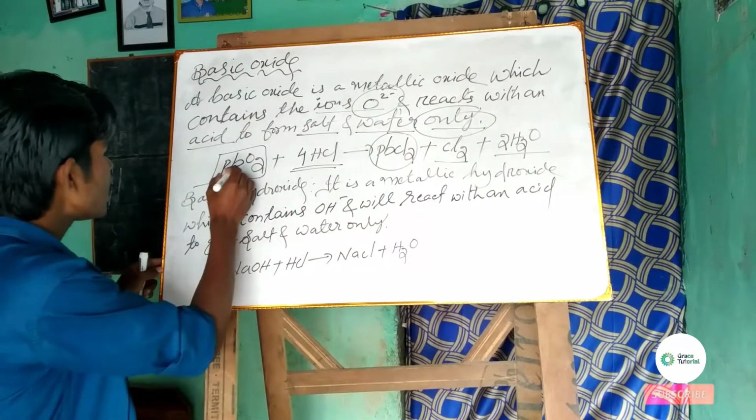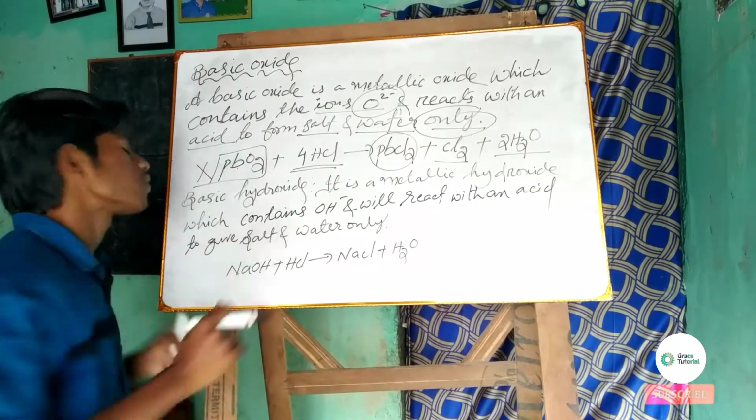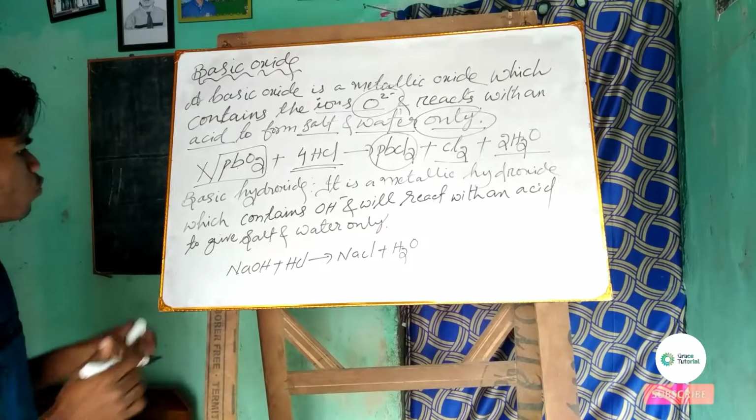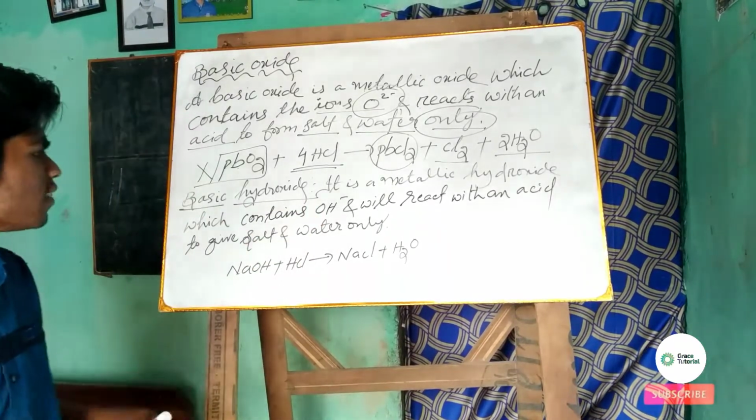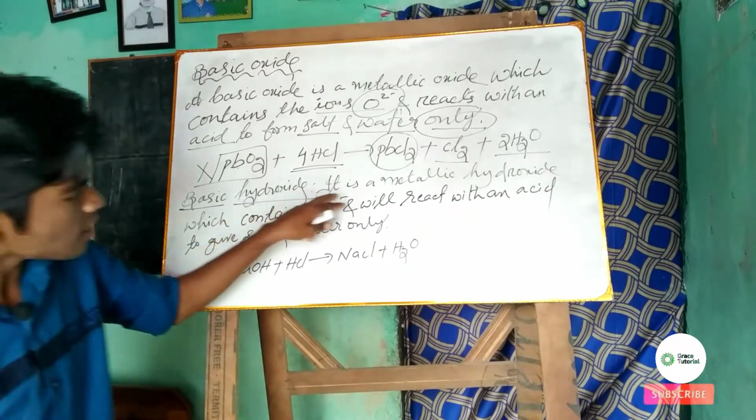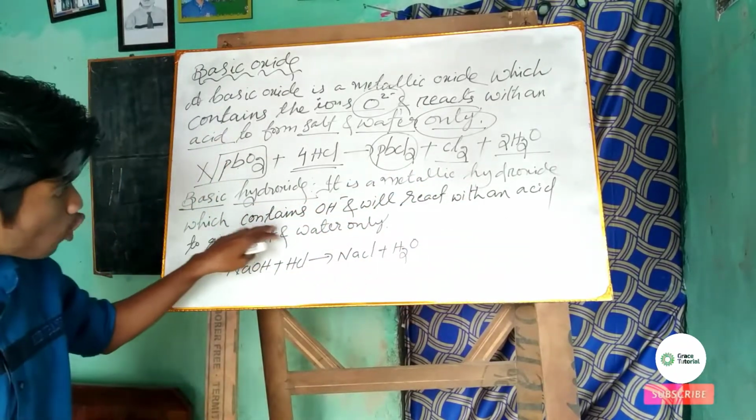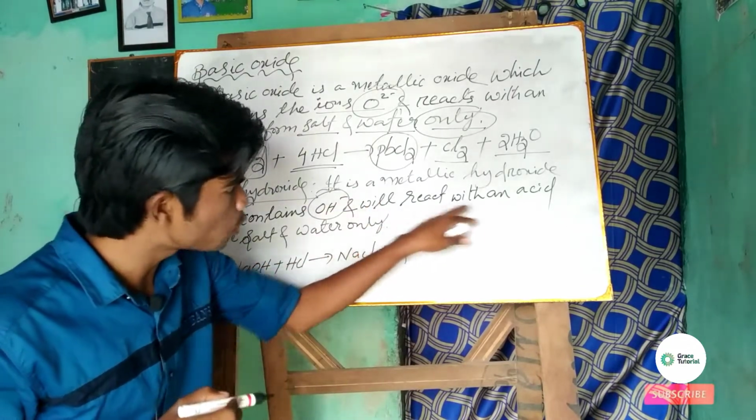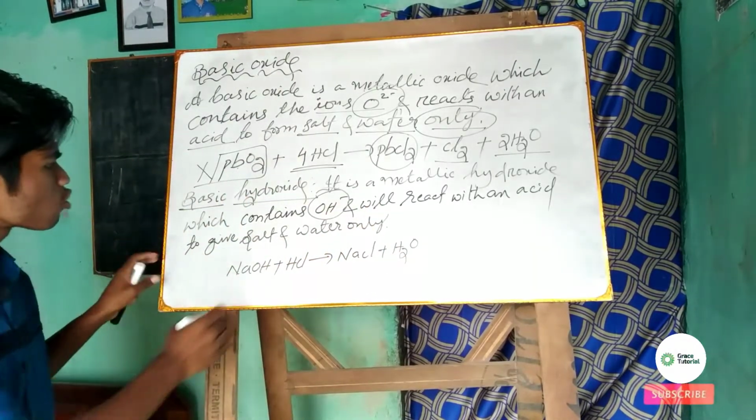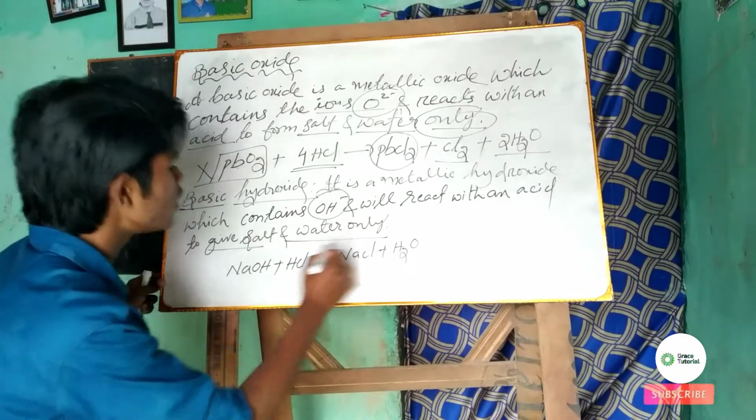That's why this lead oxide is not a base. Now we will discuss the basic hydroxide. So what do you mean by this basic hydroxide? It is a metallic hydroxide which contains the OH minus ion, and when it reacts with an acid, it gives the salt as well as the water only.